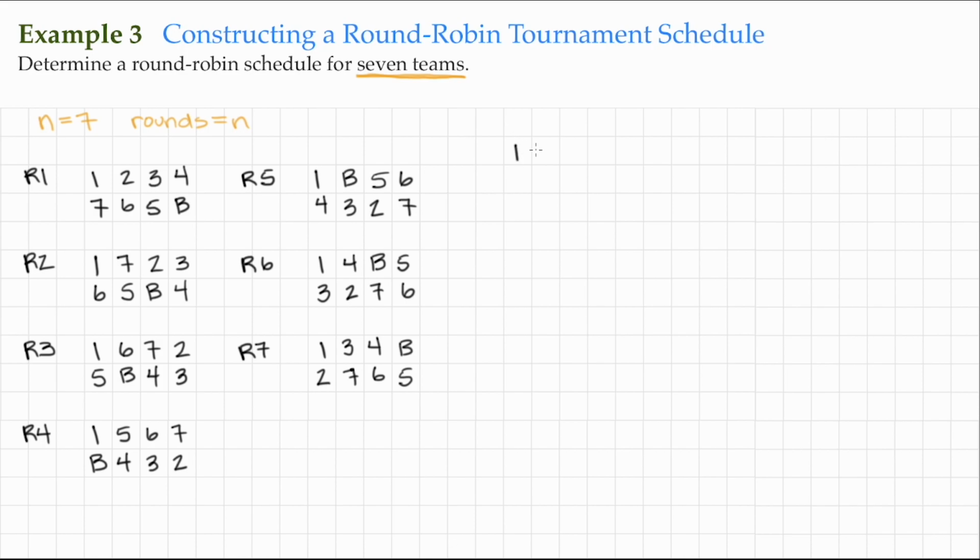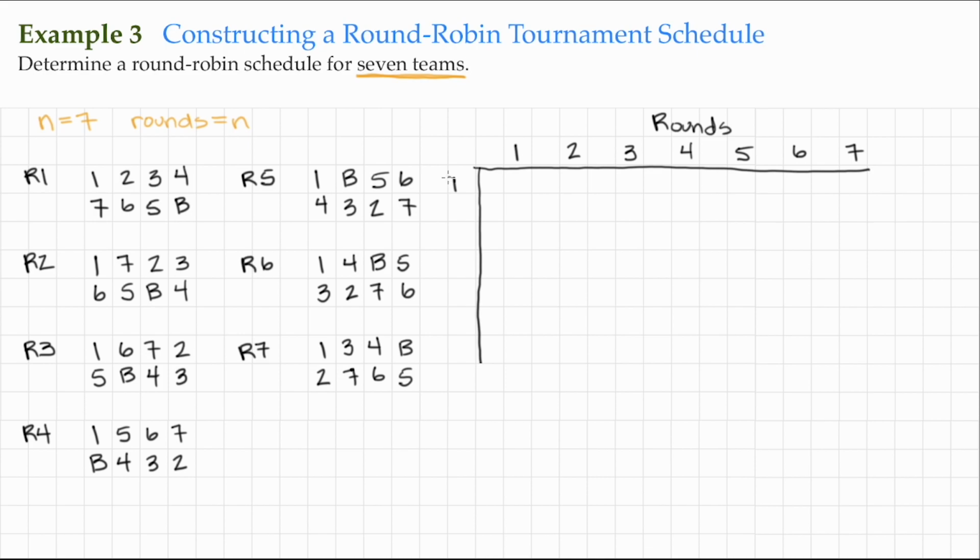So now that we have all our matchups, we'll go ahead and we'll make our schedule. So we'll say round 1, 2, 3, 4, 5, 6, and 7. Here's our rounds. And then, of course, we'll put in our teams along the side here. Team 1, 2, 3, 4, 5, 6, and 7.